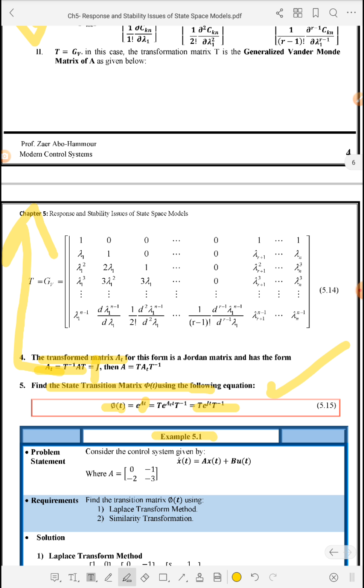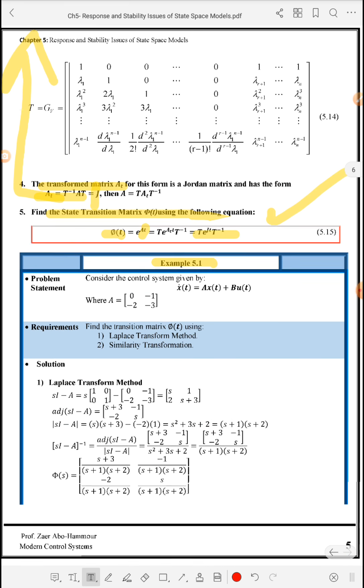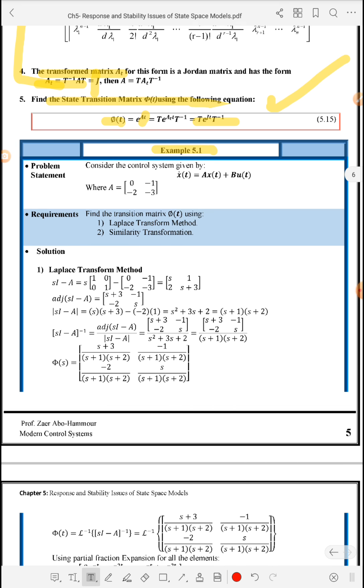And let's go to the examples. The first example: I want to mention and clearly identify the following fact, that when we speak about the state transition matrix, we are speaking generally about the zero input response, and all the response will be due to initial conditions.